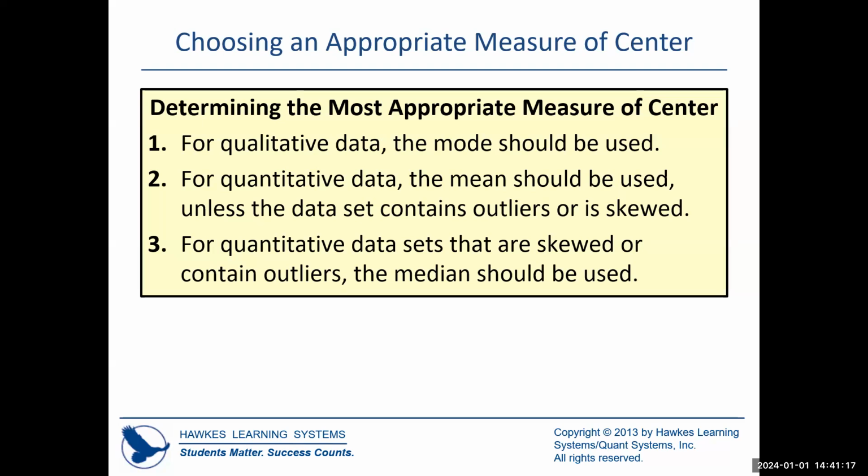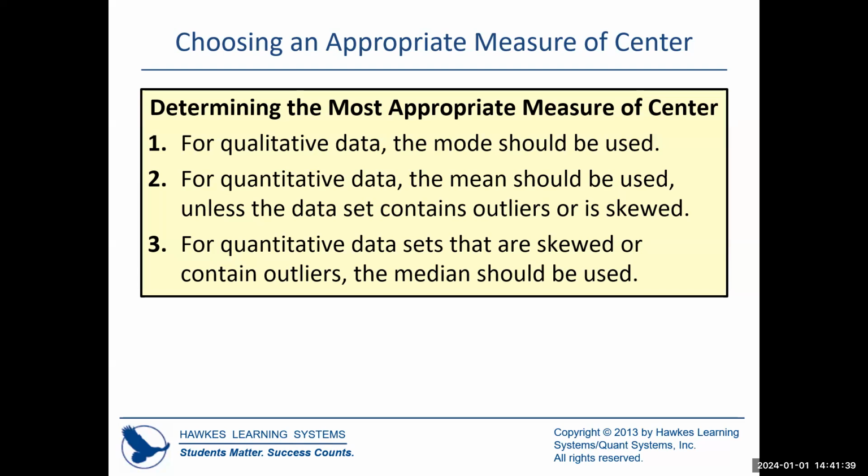So for qualitative data, we use the mode, plain and simple. That should make sense because the mode is qualitative. It's labels. We don't do anything with arranging stuff in order, right, from least to greatest. That doesn't make sense for labels. We don't compute anything in terms of a mean. So for qualitative data, you only use the mode.